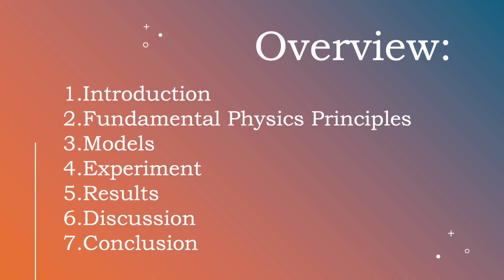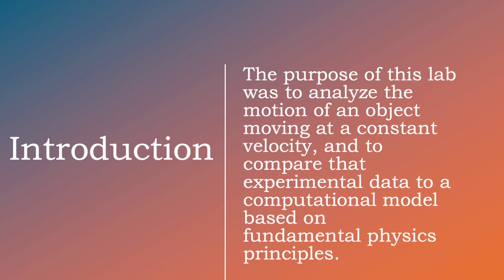To start, I'll give a brief overview of what I'll be discussing. I'll begin with the fundamental physics principles, then explain the models used, describe the experiment, present the results, discuss the comparison, and finish with my conclusion. The purpose of this lab was to analyze the motion of an object moving at a constant velocity and to compare that experimental data to a computational model based on fundamental physics principles.